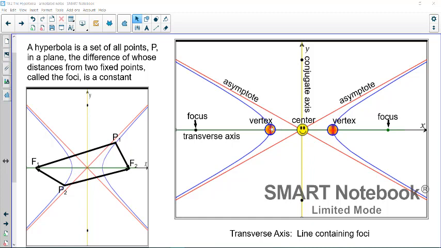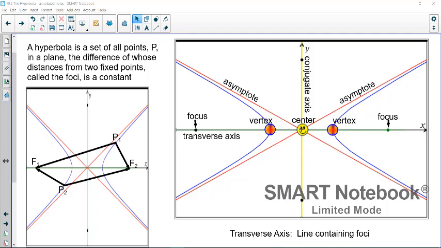Then you have foci, one focus and another focus. These will be inside the curve. The foci are always on the inside of these curves. So the focus will be on the inside of the curves, and they will be a distance C away from the center. We'll talk about how to calculate C in just a moment.